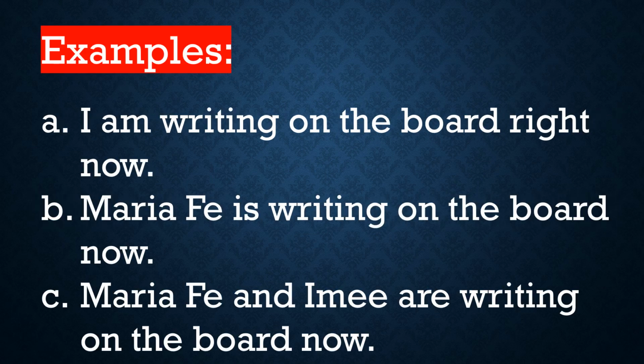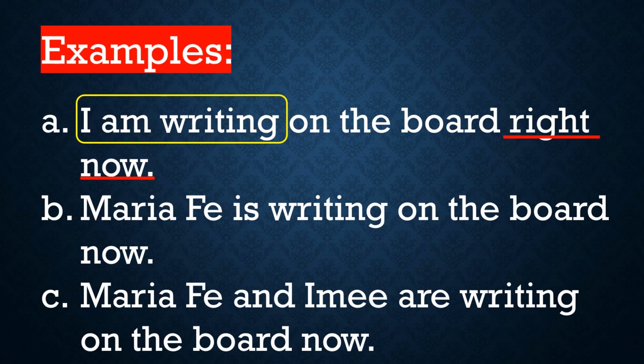Alright, so let's have these example sentences of present progressive tense of verb. In sentence A, I am writing on the board right now. So the structure is I am writing. So we use the linking verb am because our subject is I. Then the verb ing, writing. So this means the action is happening right now.